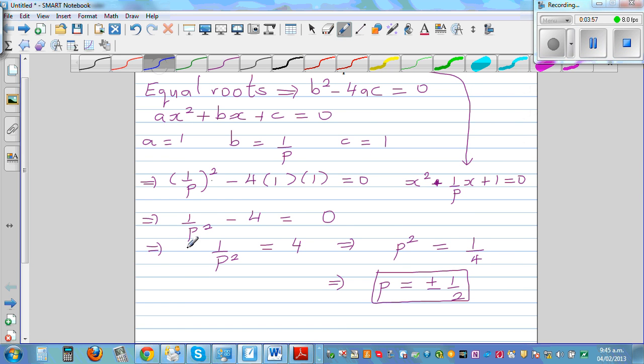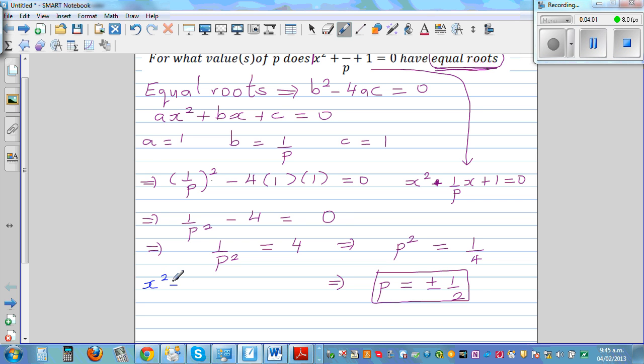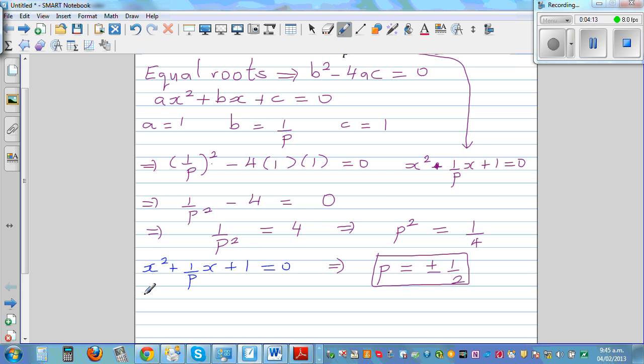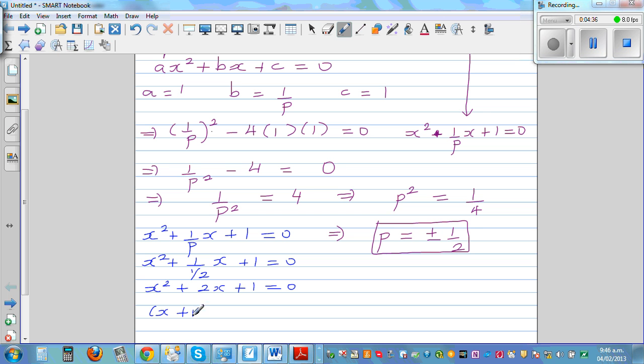So let me use a different color. The equation that we got was x squared plus 1 over p times x plus 1 equal to 0. Let's check whether both answers are right. Let's put p as half. Then this is x squared plus 1 over half x plus 1 equal to 0, and 1 over half is the same as 2, so x squared plus 2x plus 1 is equal to 0. Now this is a perfect square: x plus 1 times x plus 1 is equal to 0. That means x is equal to negative 1. There's only one root, or equal root. You can write x twice, but basically equal roots means only one root.